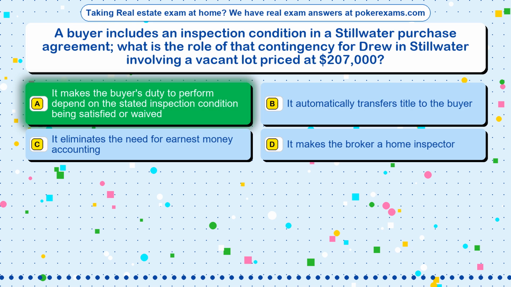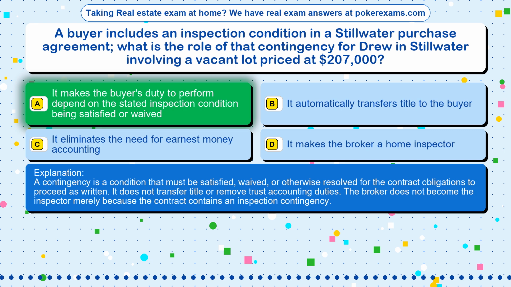The correct answer is option A. It makes the buyer's duty to perform depend on the stated inspection condition being satisfied or waived. A contingency is a condition that must be satisfied, waived, or otherwise resolved for the contract obligations to proceed as written. It does not transfer title or remove trust accounting duties. The broker does not become the inspector merely because the contract contains an inspection contingency.